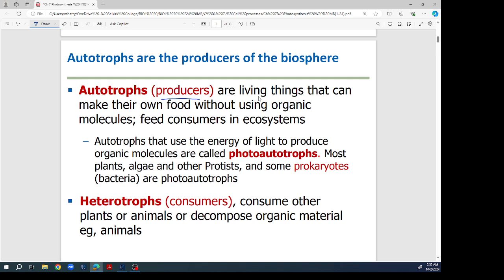If something makes its own sugar without using other organic molecules, so carbon-based molecules like glucose or fats or sugars, anything really in our macromolecules conversation. So producers, the other word for them would be autotrophs. And so those two words are interchangeable. Specifically, there's branches of autotrophs that use light, and so we call them photoautotrophs. As we get into the later chapters, we'll see that there are other kinds of autotrophs, but mostly what we're talking about here is photoautotrophs to get started.